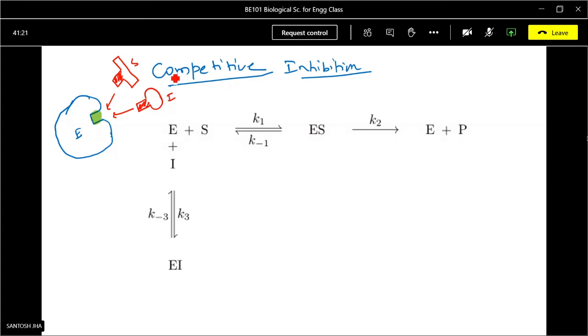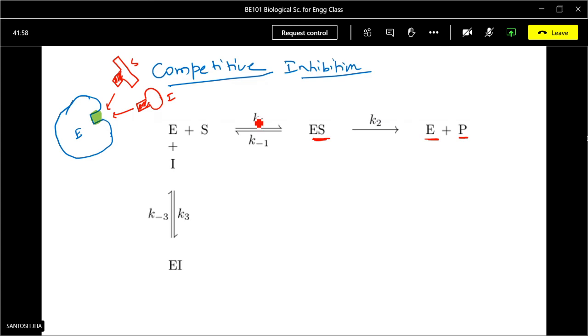Such type of inhibition is known as competitive inhibition. So basically in competitive inhibition, there is a competition between the substrate and inhibitor molecule for the same binding sites. It can be represented like this. Suppose this is the enzyme, this is the substrate, and at the same binding site, the inhibitor can also bind. In the normal phenomenon, if only substrate binds, it will form the enzyme substrate complex and that gets converted into the enzyme and product.